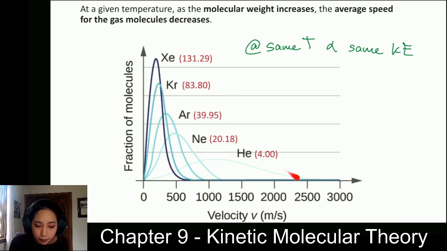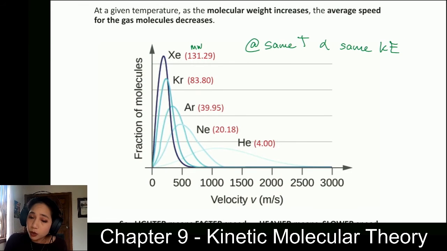Helium, because it's the lightest molecule of all of these, has a much larger distribution, so a lot of its molecules, the particles in that gas sample, are actually moving faster than xenon, which is the heaviest. So these numbers here are the molecular weights. Xenon is the heaviest noble gas, and so you see that the distribution curve shrinks, and those particles are not moving as fast in the sample at the same temperature as a helium sample.